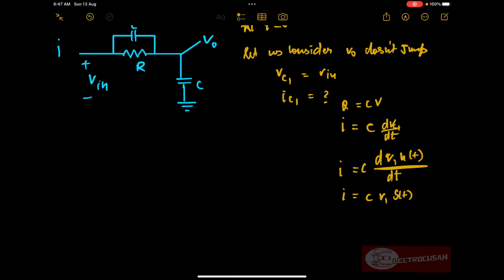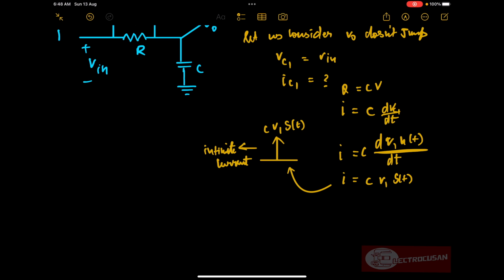Okay, if you try to plot this, it will be like this, of amplitude C V1 times delta(t). So this is the graph, and you can see this is an infinite current. If an infinite current flows through the capacitance, then its voltage jumps instantly, and this current flows through the second capacitance also.